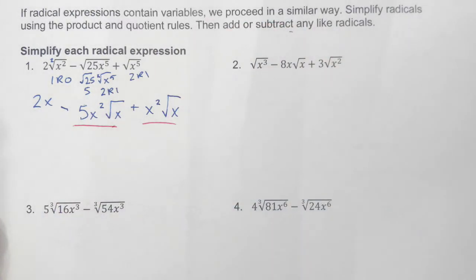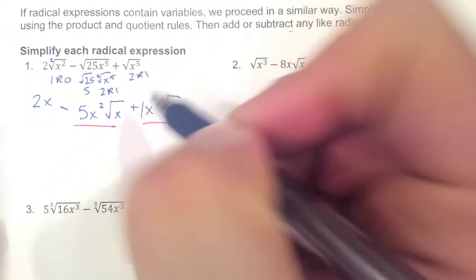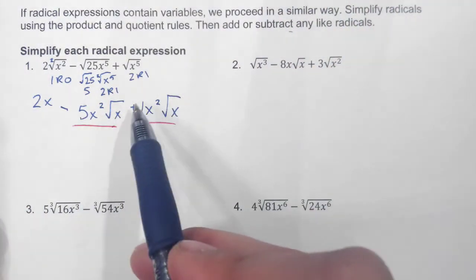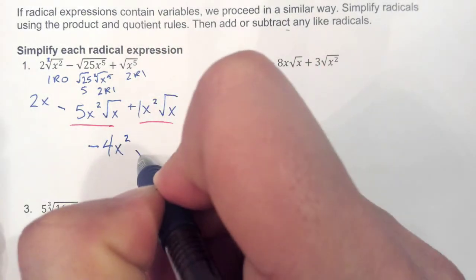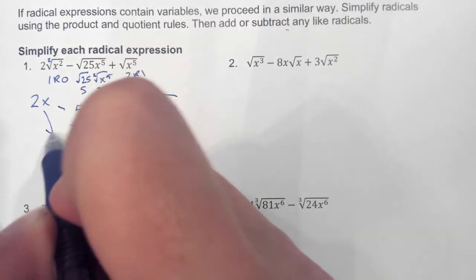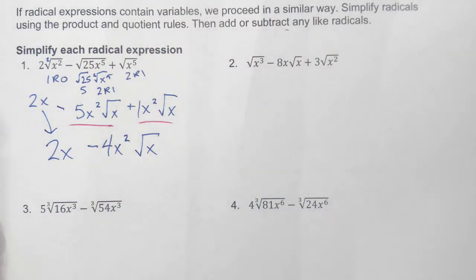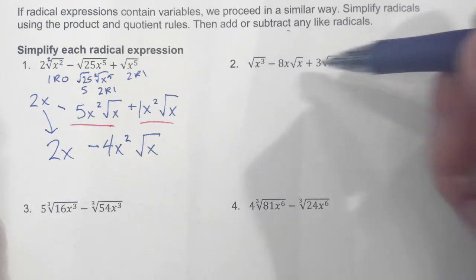So I have, don't forget the symbol up front, negative 5x squared plus the understood 1x squared. Negative 5x squared plus 1x squared is negative 4x squared. And then just tag along that radical. Then don't forget that 2x that was up front. And that's as simplified as that gets. It's not a great answer, but that's what it is, you know.